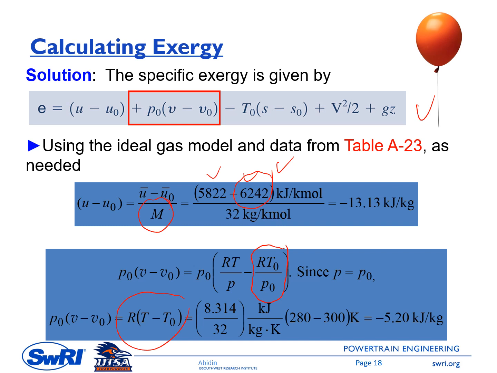Okay, and then you substitute the value there. So you have R here, which is a gas constant. So R equal to R0, this is the universal gas constant, so 8.314 kilojoule per kilomole Kelvin. And then this is divided by the molecular weight. And then times T minus T0. T is 280, T0 is 300 Kelvin. You will get this one. It is also negative because once again T is lower than T0. So we have calculated the first term and second term on the right side.